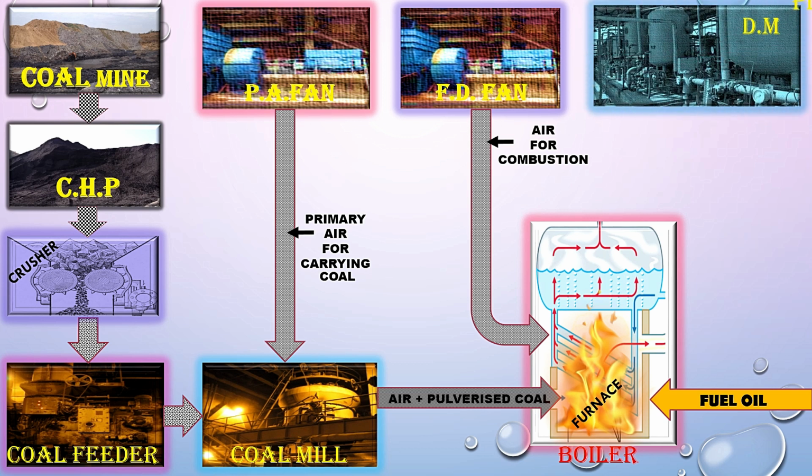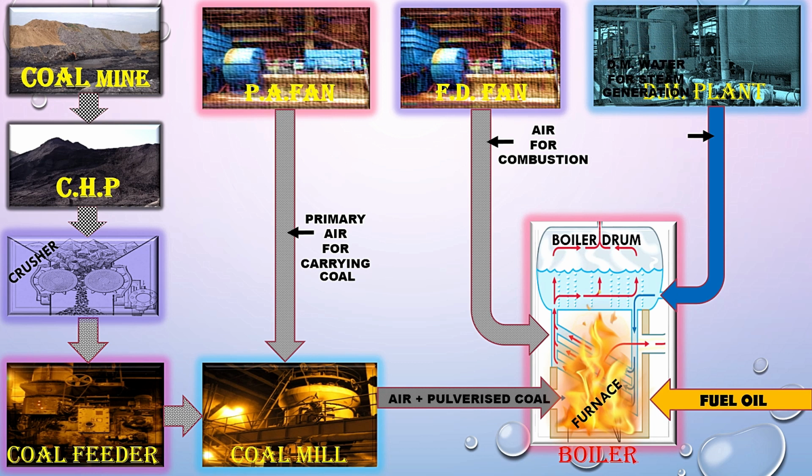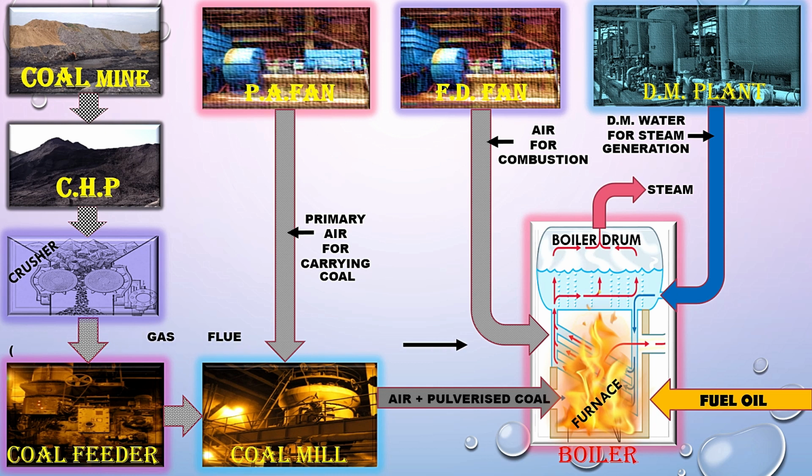Before starting up a boiler, the DM plant supplies DM water to the boiler drum. The heat energy obtained from coal is used to convert water into steam. This steam is at high pressure and temperature. After burning the coal, coal is converted to ash and produces many gases. This combination of ash and gas is called flue gas. This flue gas is sent for further process.